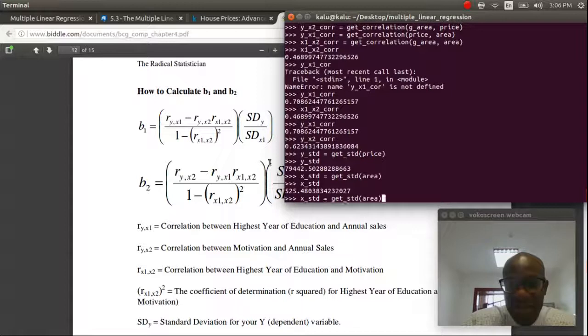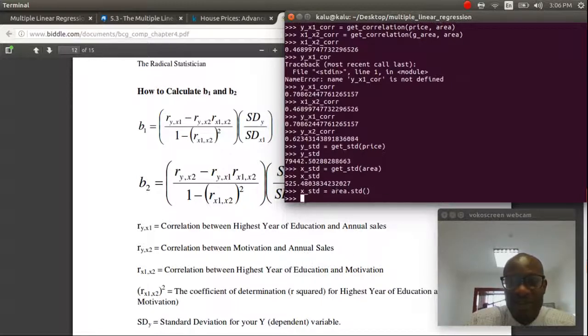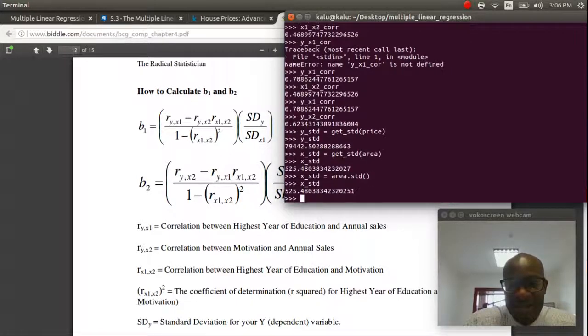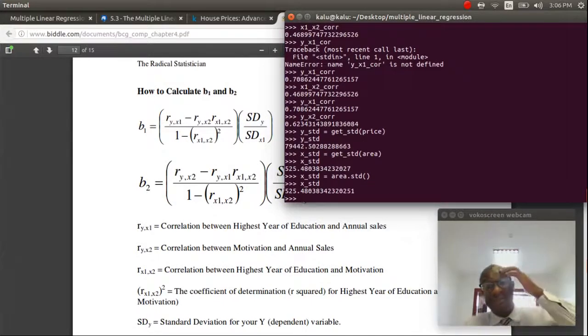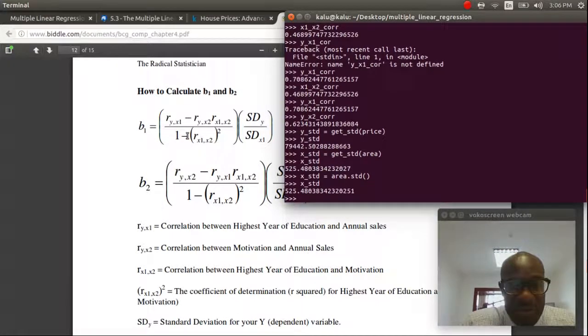And again, instead of using this get std function, we can just use the built-in standard deviation method that Pandas provides. It's the same thing, just to show you guys it's the same thing. All right, there it is. So we have all our variables initialized. Now let's just plug them into this formula.